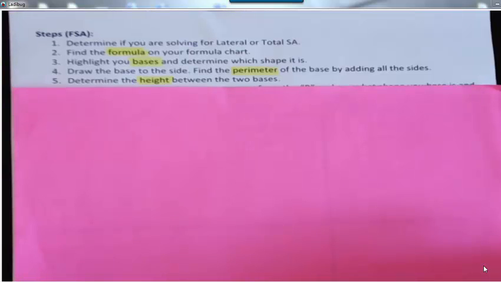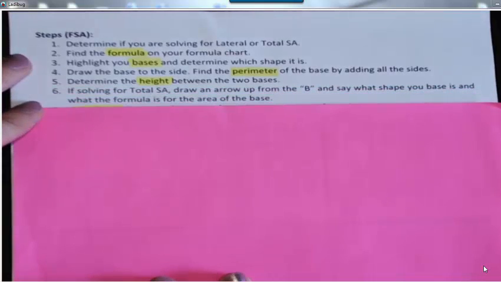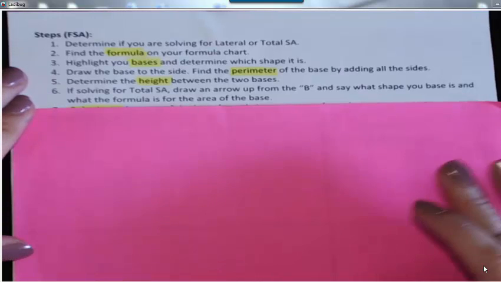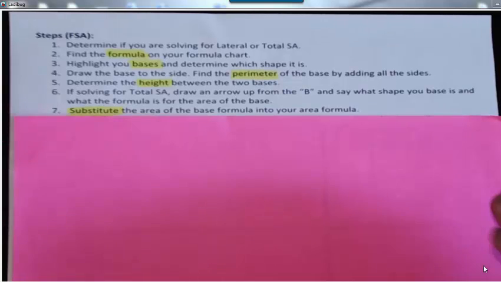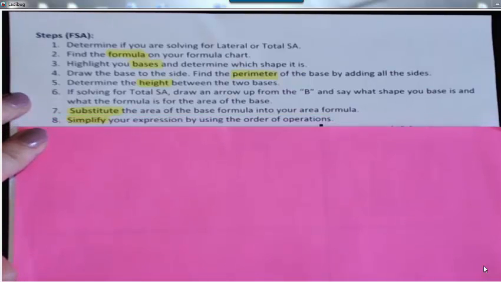After that, we're going to determine the height between the two bases. Remember that the bases are separated by the height. Step 6 is if we're finding the total surface area, we're going to draw an arrow up from the B, or the big B, and say what shape the base is and what the formula is for the area of the base. We're going to go through all this. Just make sure you have these steps right now. Step 7 is we're going to substitute the area of the base formula into your area formula. And then we're going to simplify our expression by using the order of operations.